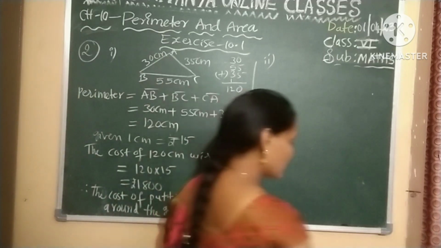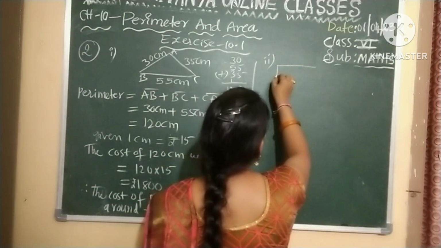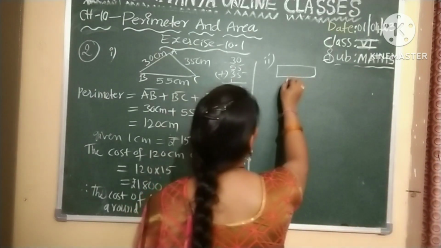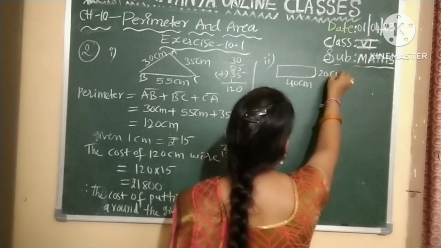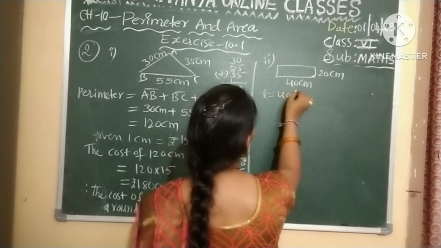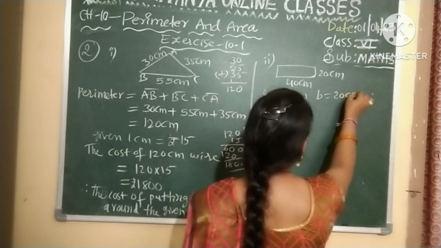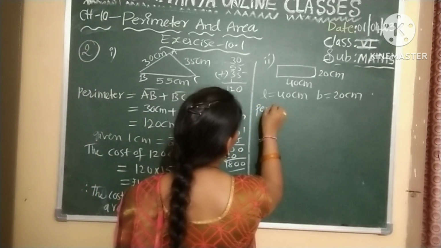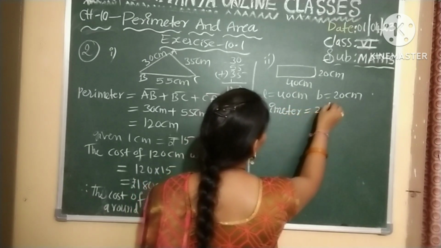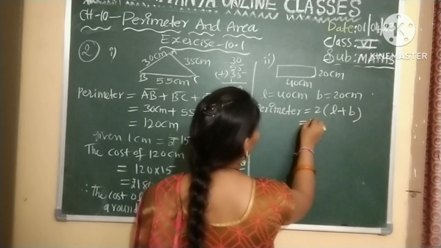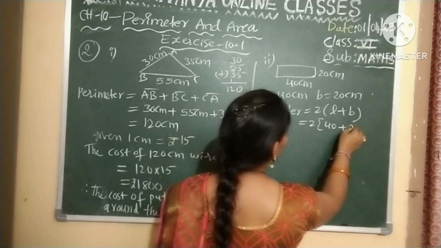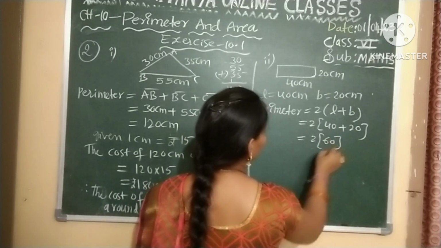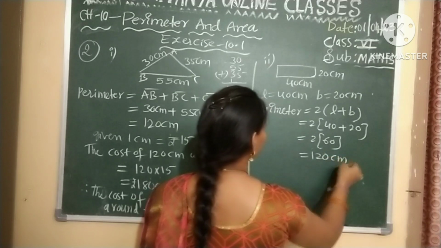Next figure, a rectangle, is given. Length is 40 centimeter, breadth is 20 centimeters. Let us take L equal to 40 centimeter, B equal to 20 centimeter. Now we should first find the perimeter of the rectangle. Perimeter of rectangle is equal to 2 into (L plus B), right? Now 2 into (40 plus 20), that is 2 into 60, which is equal to 120 centimeter.